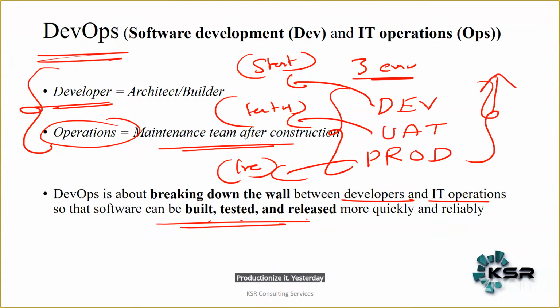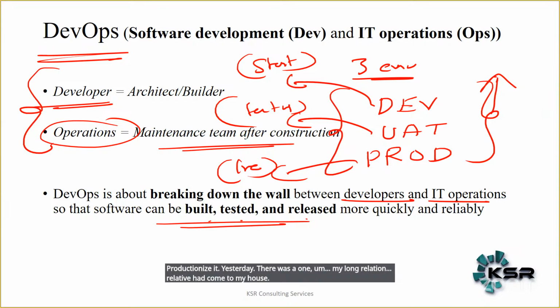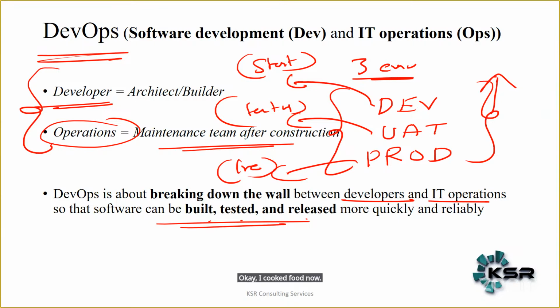Yesterday, a distant relative had come to my house. Okay, I cooked food. Now I need to go and serve. Just after cooking food, can I go and serve them directly? No, because I've cooked food. That's development. Then I took it to my parents. I asked them to taste. This is called UAT. They told me salt is less. They told me spice is less. Again, I brought it back into development. I added salt. I added everything.